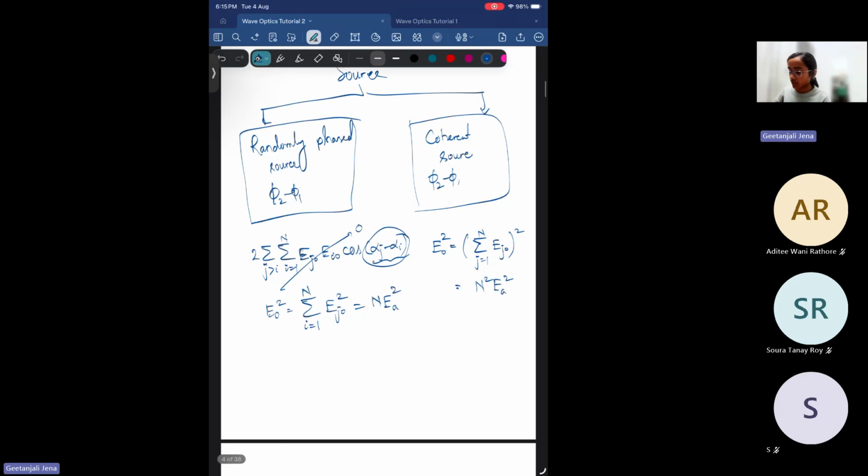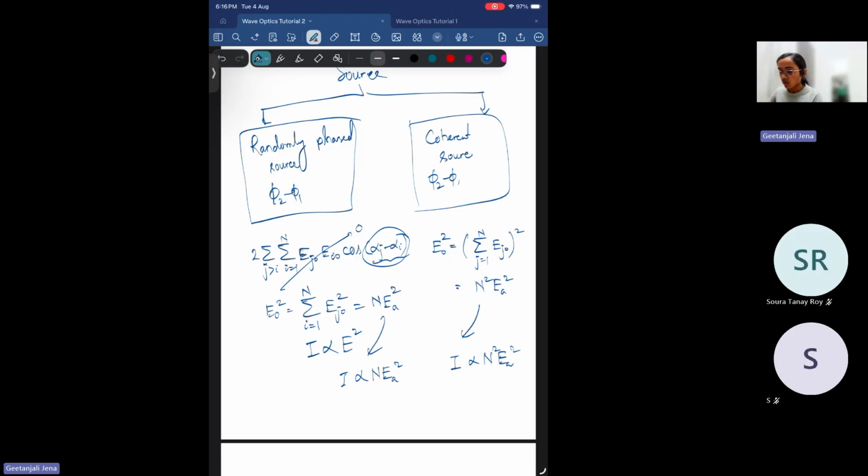We know that intensity is directly proportional to the square of the amplitude of the electric field. So for the randomly phased source, the intensity is proportional to n times E squared. And for the coherent source, the intensity is n squared times E squared. So if you take a coherent source and a randomly phased source, you will get different intensity patterns. For the coherent source, the intensity is much larger than that of the randomly phased source.